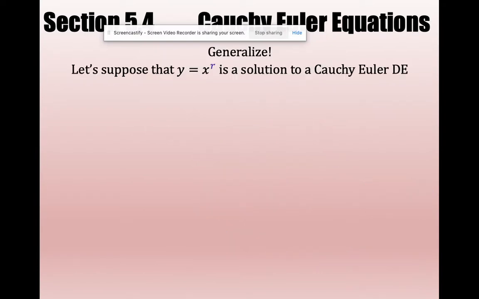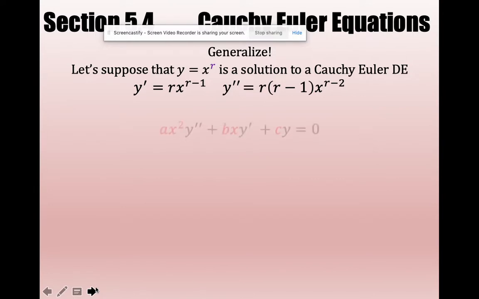So let's generalize this situation. Let's suppose that instead of me just randomly guessing x to the 4th, I just guess with a Cauchy Euler differential equation that my solution is x to this power r. I'm going to use that same thought process, and I'm going to take the first derivative and the second derivative, and then I'm going to plug it into the Cauchy Euler differential equation, which looks like that.